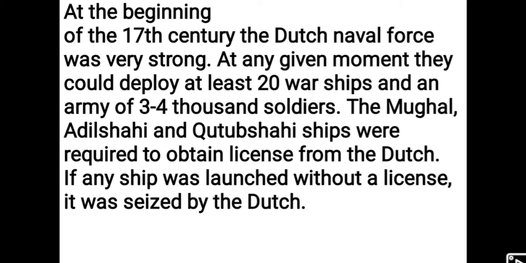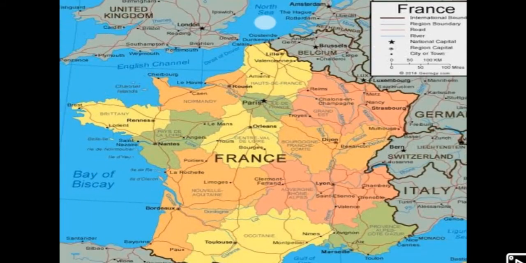Here we have ended our first topic. Now the last country which interfered or ruled over here in India is the French. I hope the map is visible to you people.